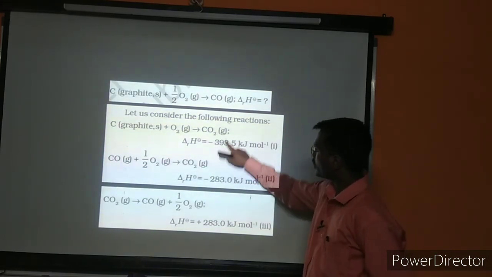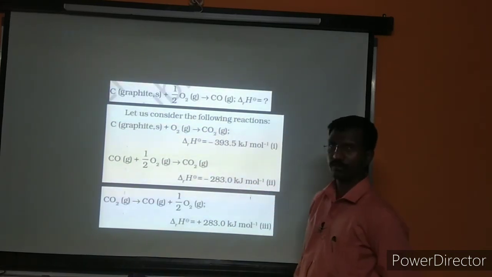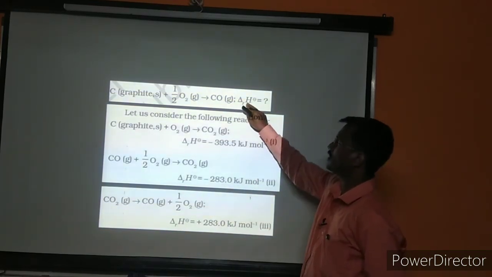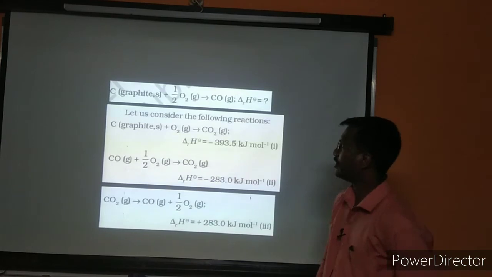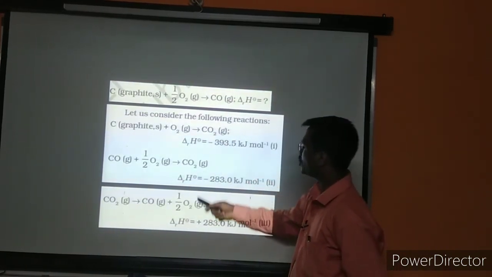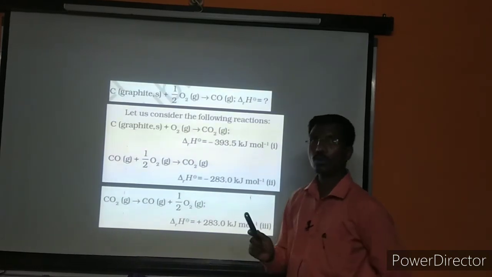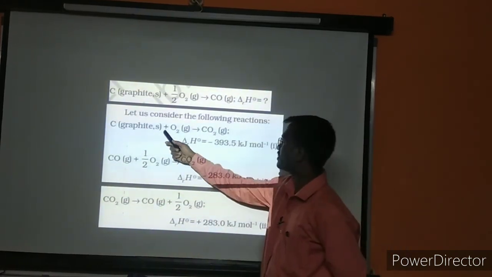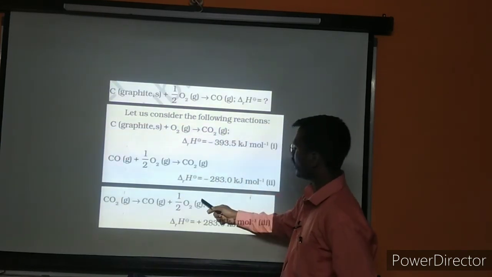So now you do the addition of the first one and the third one. By doing this addition, I am going to get the previous equation. Just to look here, what I am doing is the addition of these two, which means the overall reaction. I would like to write the overall reaction by writing these two reactions, this one and this one.